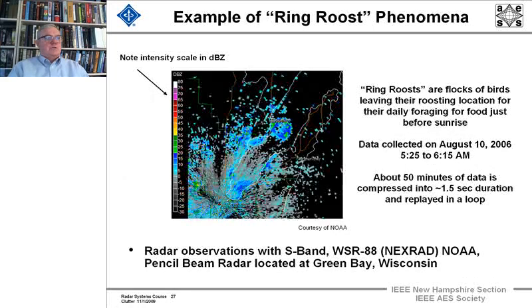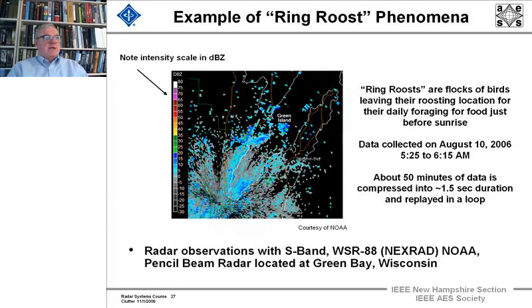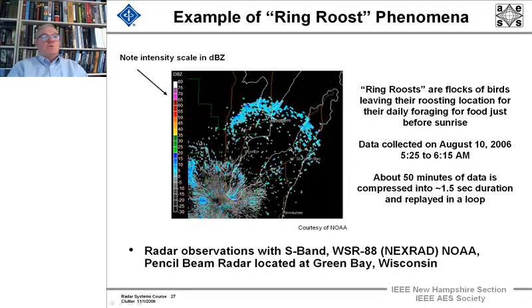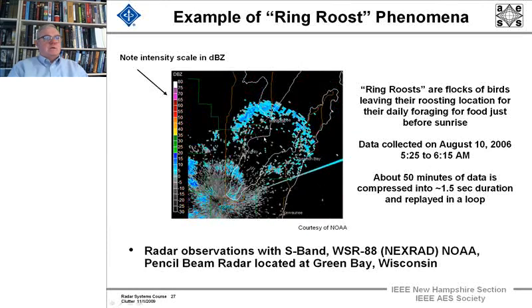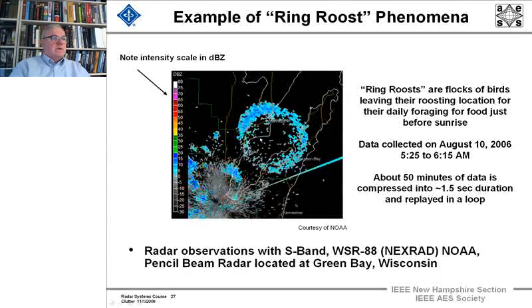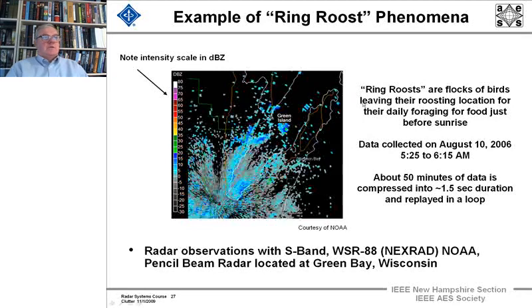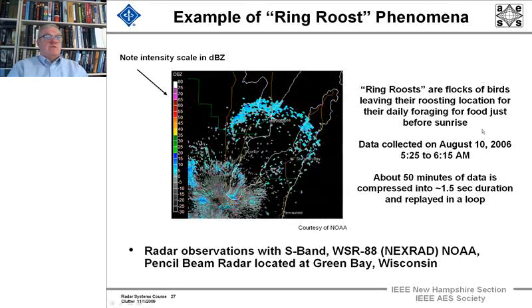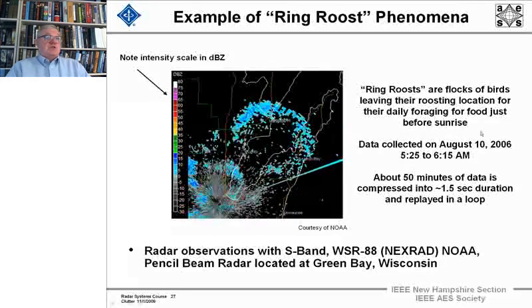And now, to show you some time-compressed radar data of bird flocks. This is one of the more interesting ones. All these little dots you see, for the most part, are birds that are leaving their roosts in the morning to go feeding. This data was taken near Green Bay, Wisconsin, and ring roosts are flocks of birds leaving their roosting location for their daily foraging to go get food just before sunrise.